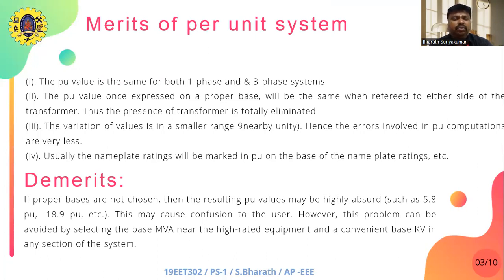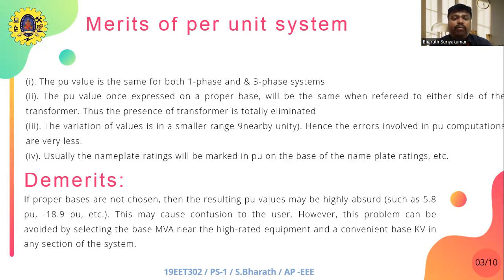So what are the merits? The per unit value is the same for both single phase and three phase systems. The per unit value, once expressed on a proper base, will be the same when referred to the other side of the transformer. Thus, the presence of the transformer is totally eliminated. The variation of values is in a smaller range, nearby unity. Hence, the errors involved in per unit computations are very small. Usually, the nameplate ratings will be marked in per unit on the base of nameplate ratings. So these are all the different merits.